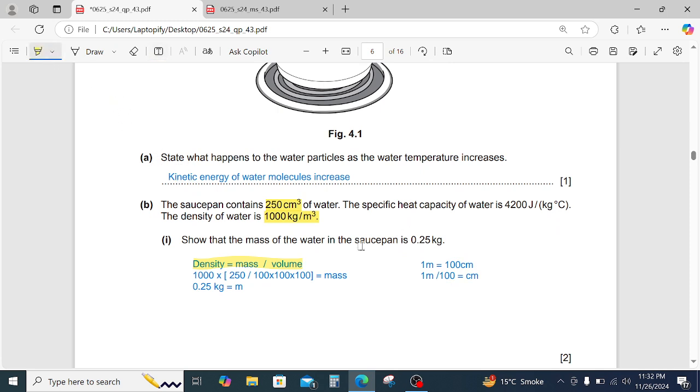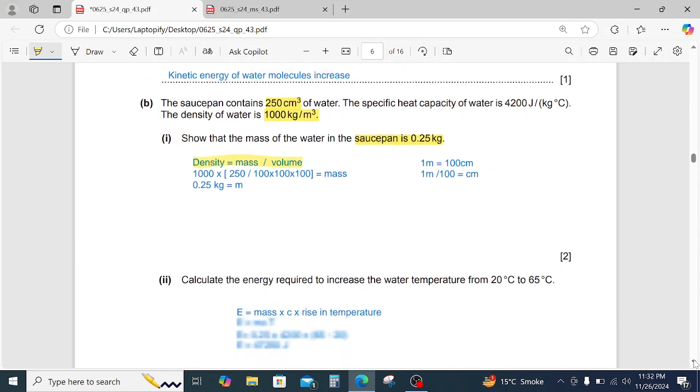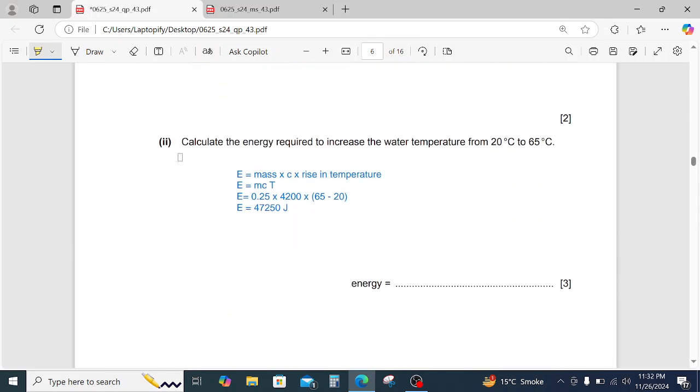I think you have understood what I have told you. Now move towards the second part. Calculate the energy required to increase the water temperature from 20 degrees Celsius to 65 degrees Celsius. In that case you have to apply the formula of specific heat capacity: the energy supplied to the water is equal to the product of mass, c which represents the specific heat capacity of the water, and rise in temperature.